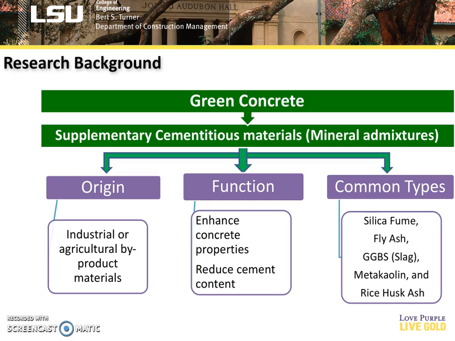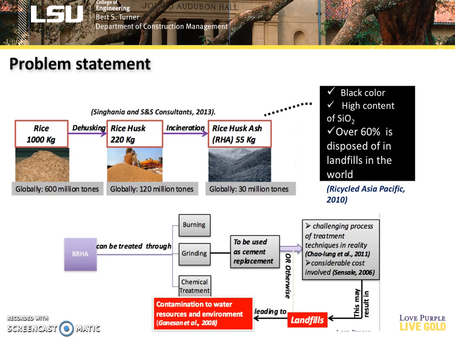And there are many types of mineral admixtures. The common types of mineral admixture are silica fume, fly ash, GGBS, metakaolin, and rice husk ash. During the threshing process of paddy, which comes from the field, husk is obtained as a byproduct. For each ton of paddy milled, 202 kg of husk is produced.